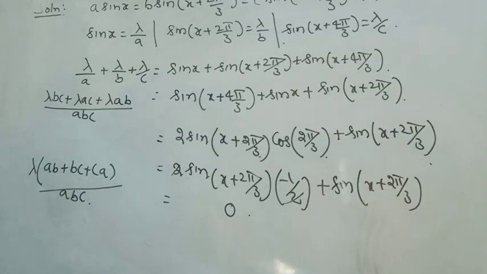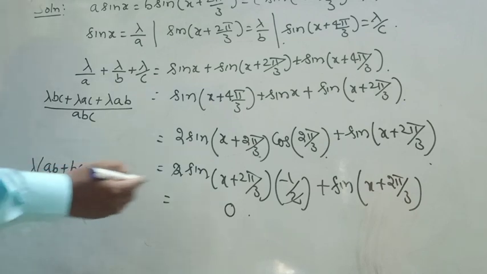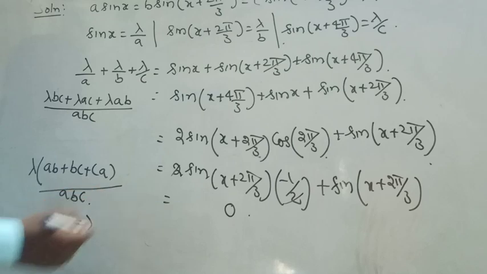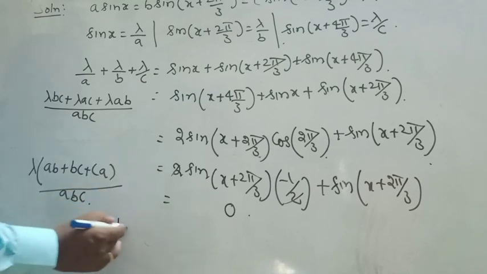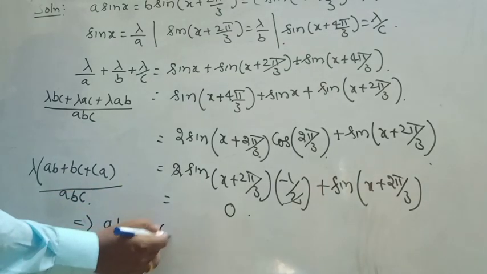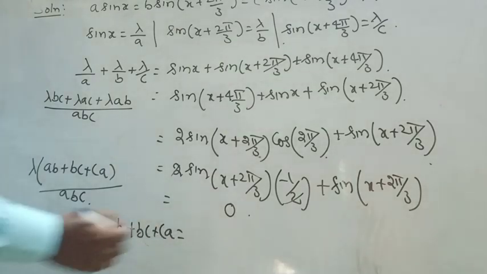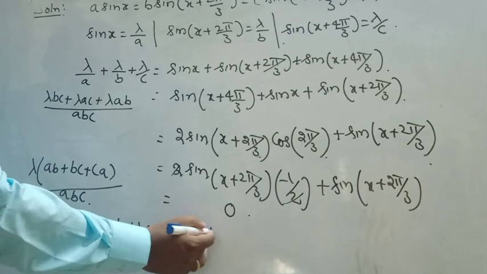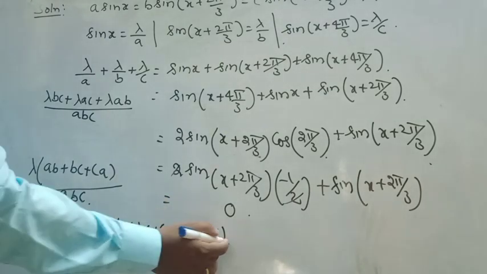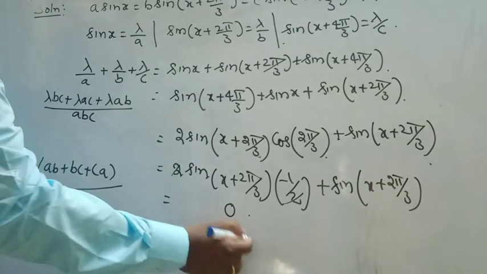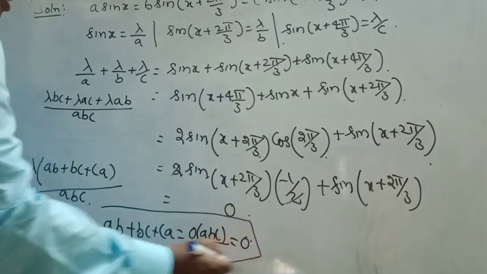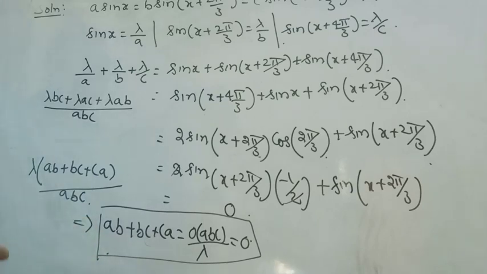Okay, my dear students, you see just here, lambda times of (AB plus BC plus CA) by ABC is equal to 0. From that, let us subject AB plus BC plus CA, that is equal to 0 into ABC, 0 into ABC by lambda, that is nothing but 0. Therefore, we have got here AB plus BC plus CA is equal to 0.